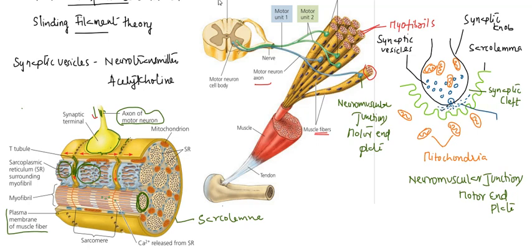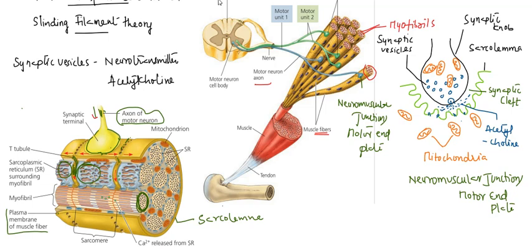So this is the acetylcholine, which is released into the cleft, and that binds with the receptors present on these membranes. That results in depolarization, and the information will reach into the sarcoplasm. Finally, the information reaches the endoplasmic reticulum.